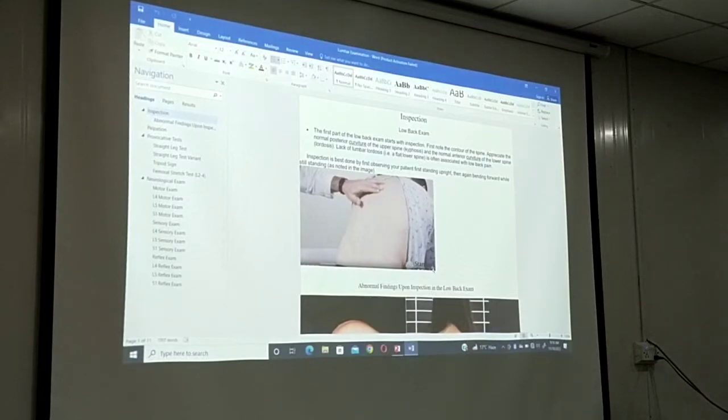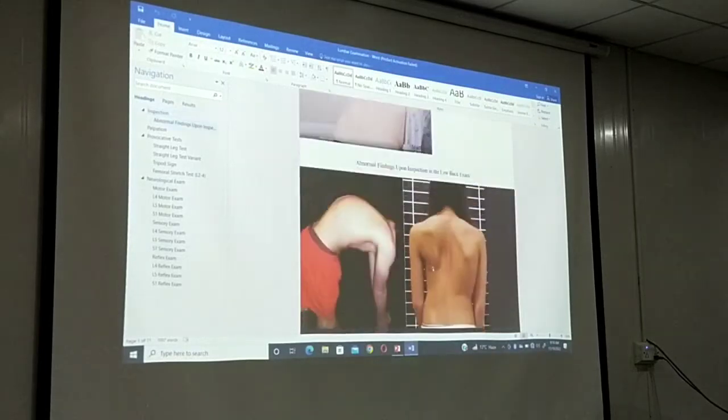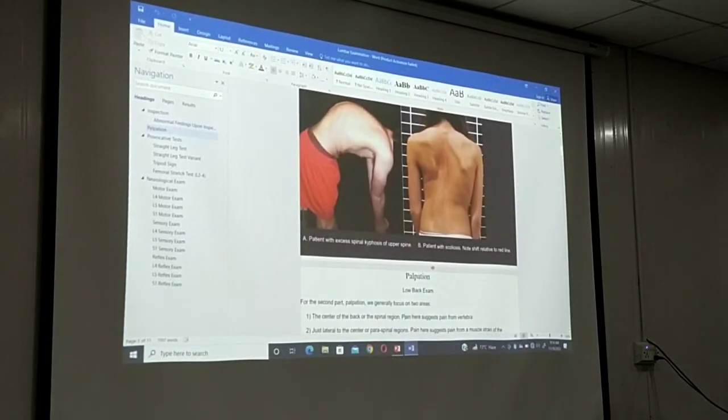Inspection is best done by first observing your patient standing upright, then bending forward while still standing. As you can see, one patient presents with increased kyphosis and the other patient with scoliosis, shifting the spine to the right side.